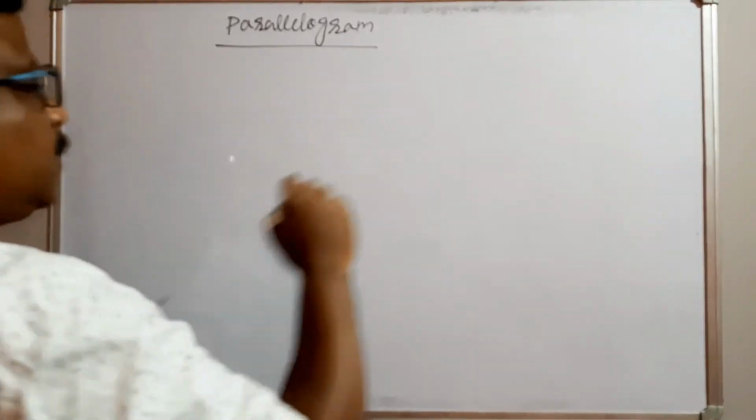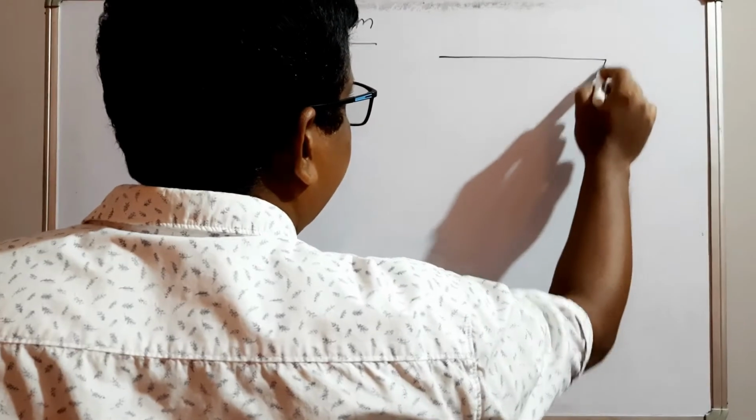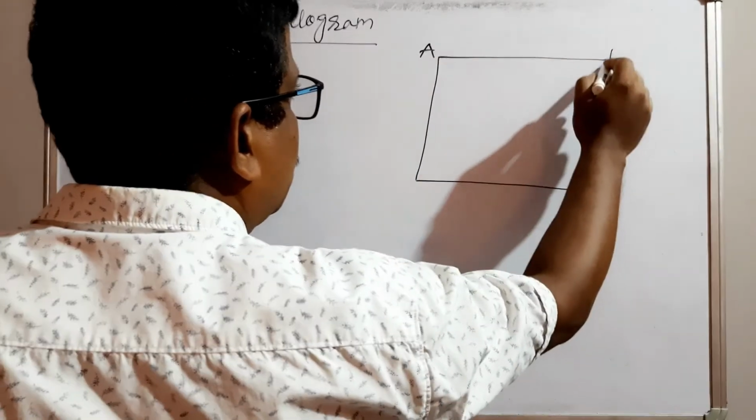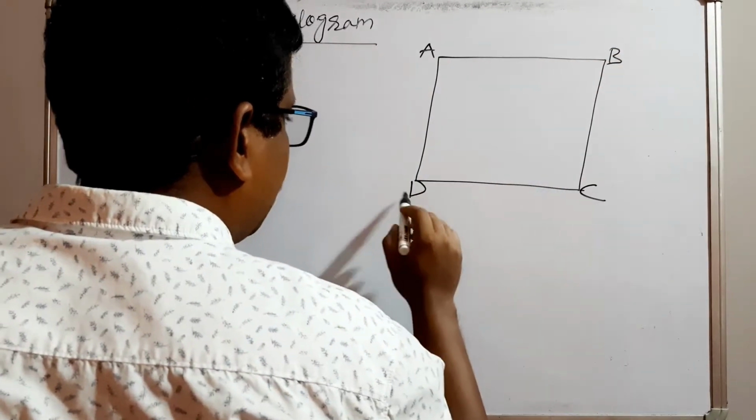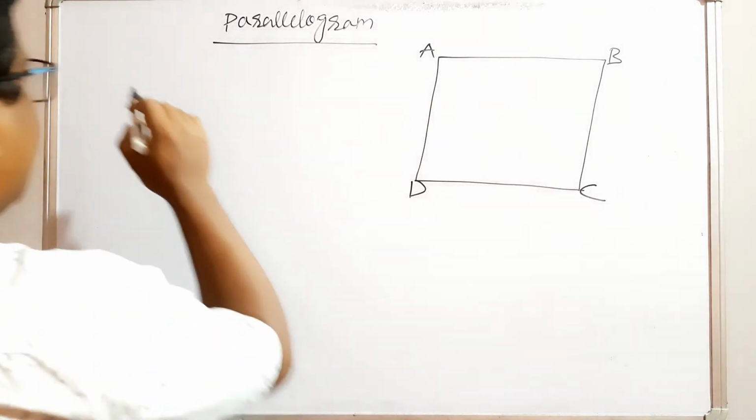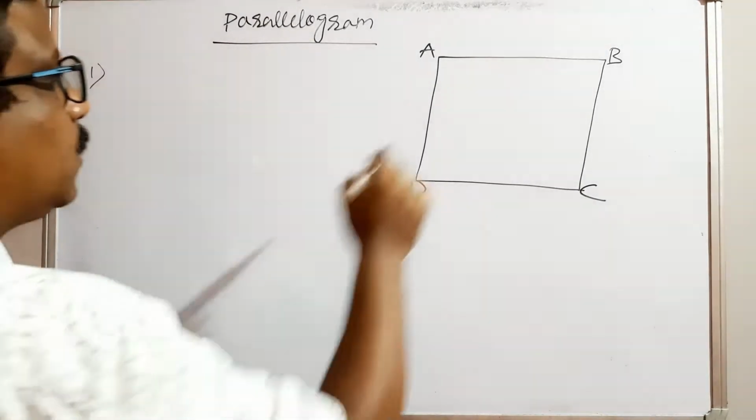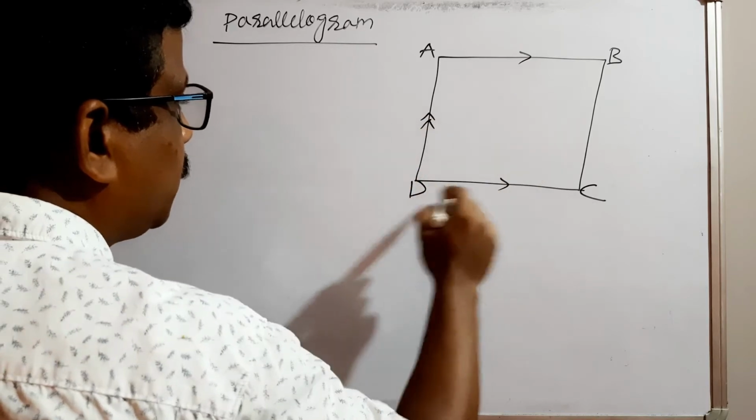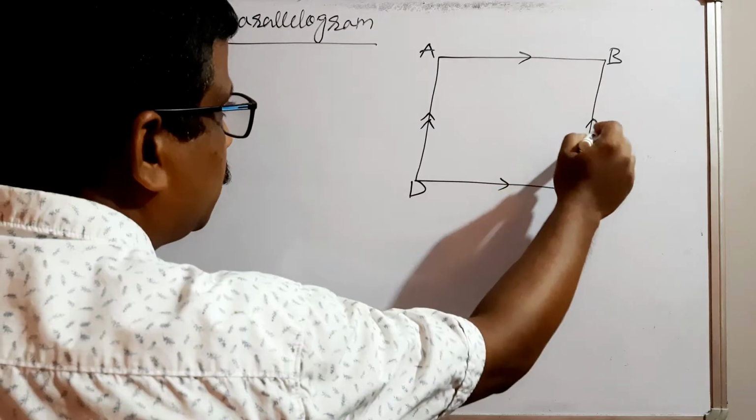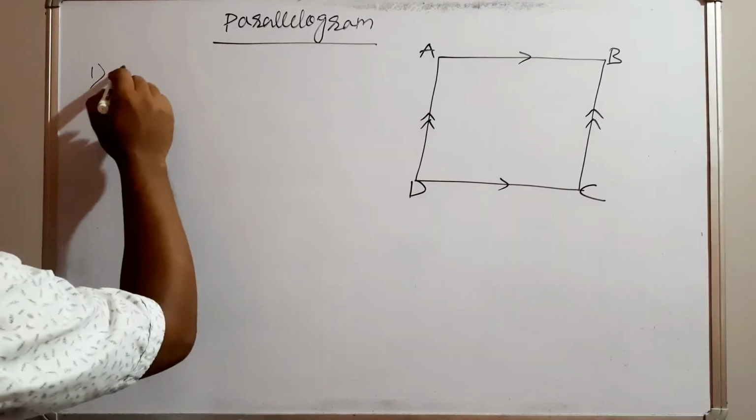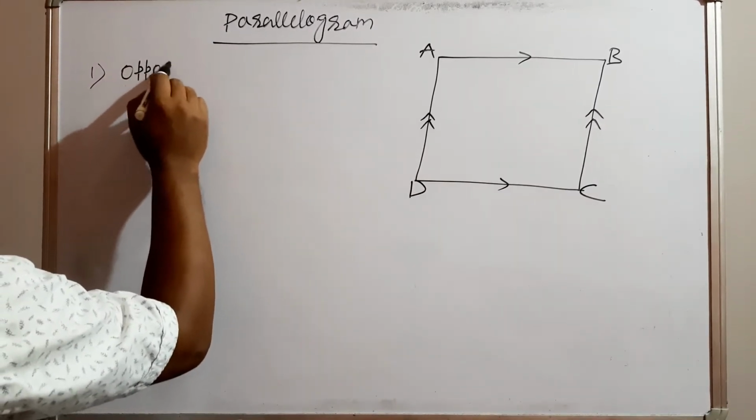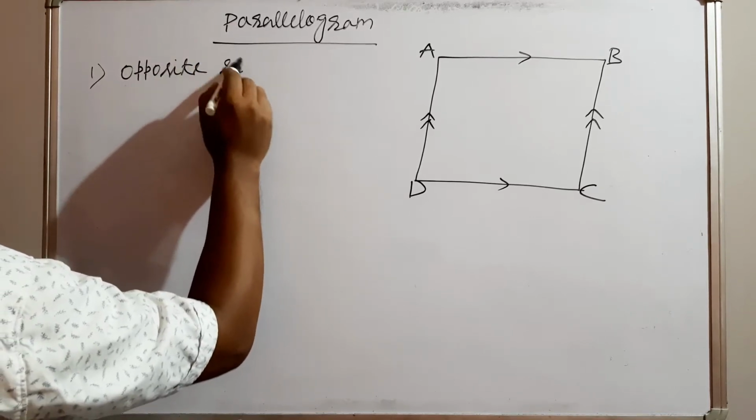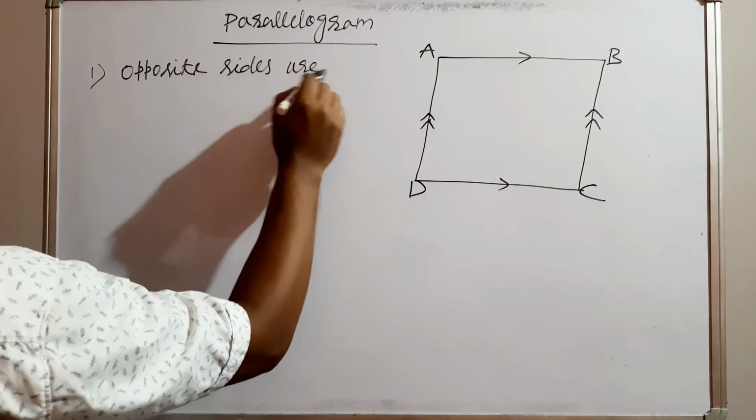Parallelogram. In a parallelogram, suppose I am drawing here. ABCD is a parallelogram in which the first property I am telling is that in a parallelogram the opposite sides are parallel. Here AB is parallel to CD and AD is parallel to BC. So first property, opposite sides are parallel.